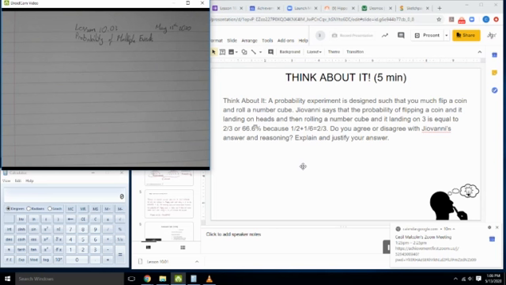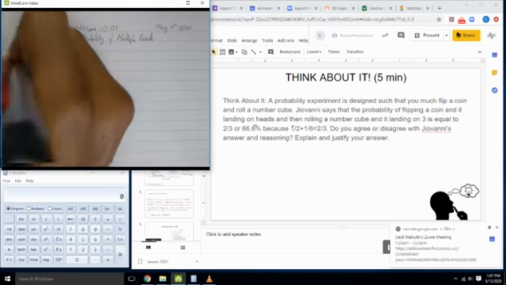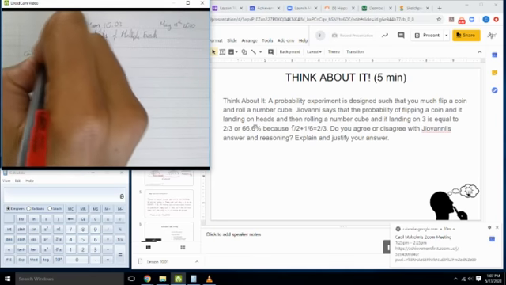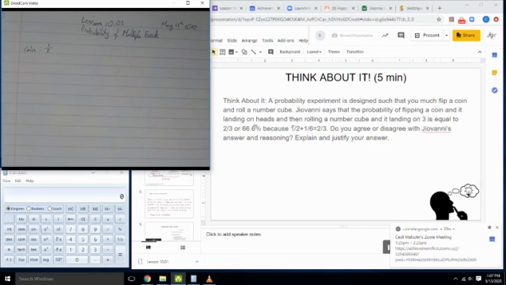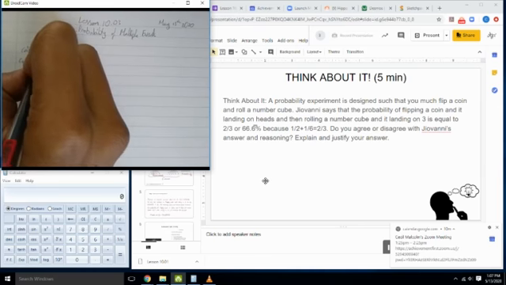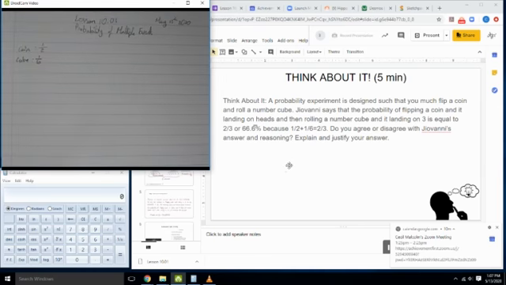Okay, so right away we notice that we have 1/2. Where did they get this 1/2 from? From the coin. You have 1/2 possibility for it to be landing on heads. And then for the cube, we have 1/6 chance. Okay, since it's a 6-sided die, I imagine.